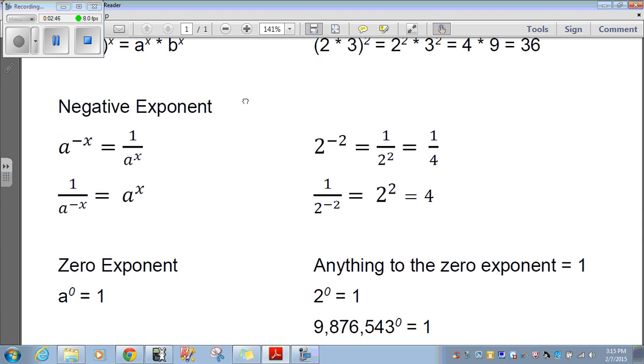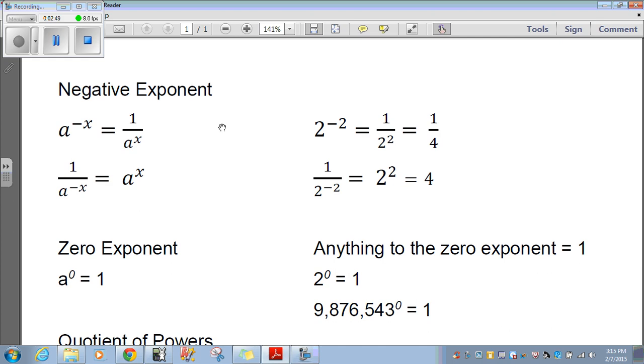Negative exponents. Now, you may see a negative exponent in the numerator or in the denominator. If you see a negative exponent in the numerator, to make it positive, we just place 1 over it. It's 1 over a to that particular exponent. For an example, let's say we have 2 raised to the negative 2. Well, to make it positive, it'll be just 1 over 2 squared, which is just 1 over 4.